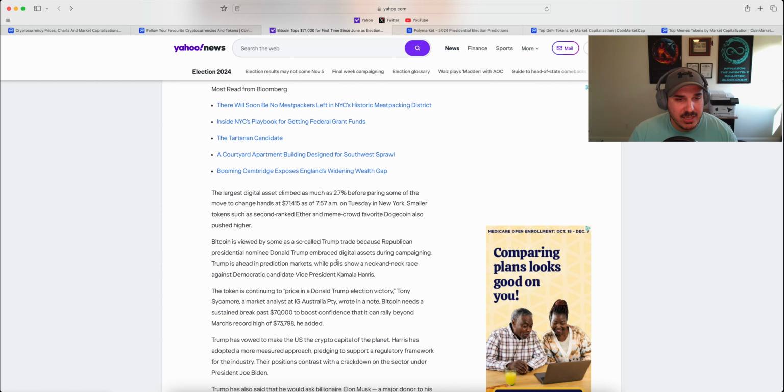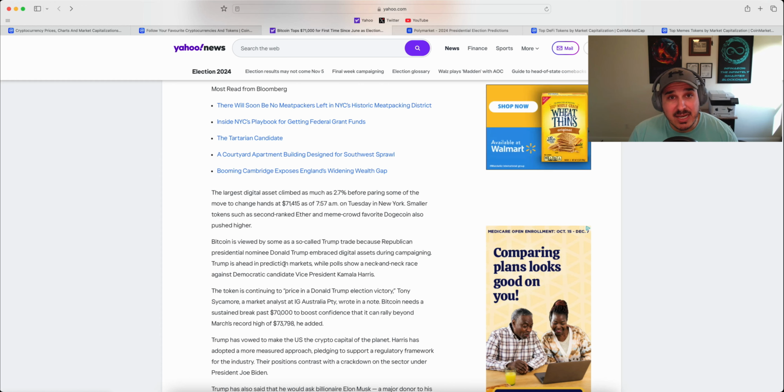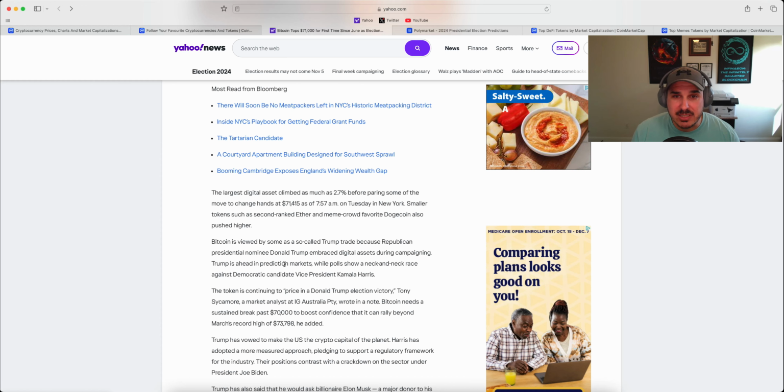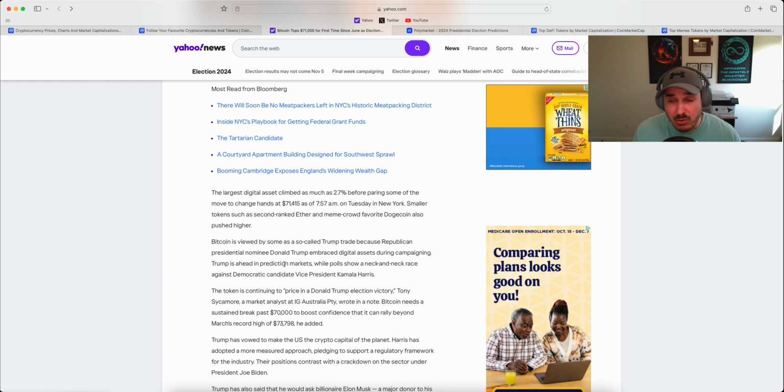Now, Bitcoin is also viewed by some as a so-called Trump trade because Republican presidential nominee Trump embraced digital assets during campaigning. Trump is ahead in prediction markets. Now, one thing that I do want to note is that he is leading pretty big in the betting markets. I love looking at betting markets, no different than when Vegas is doing the outcome or getting the spread for, let's say, the Dodgers and the Yankees.